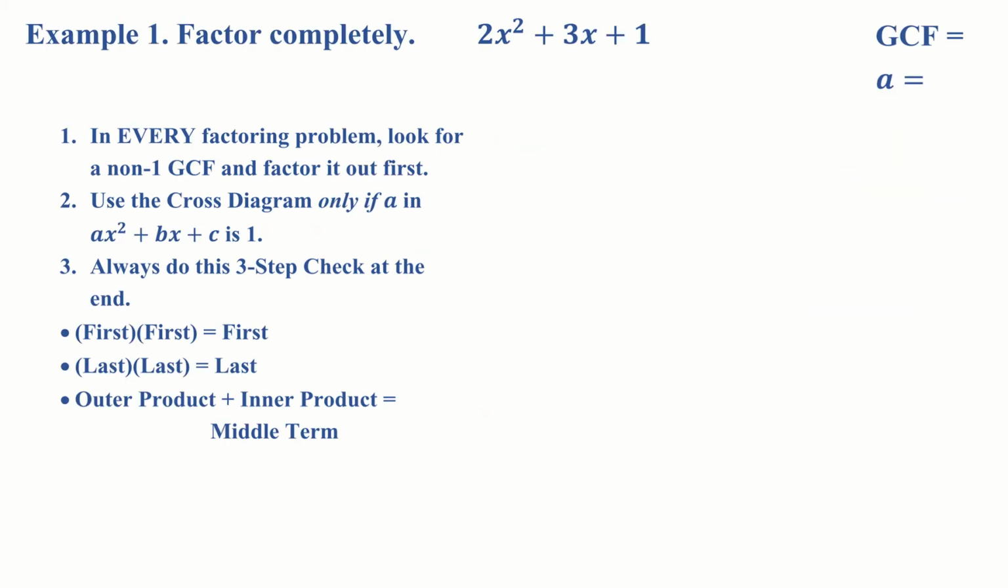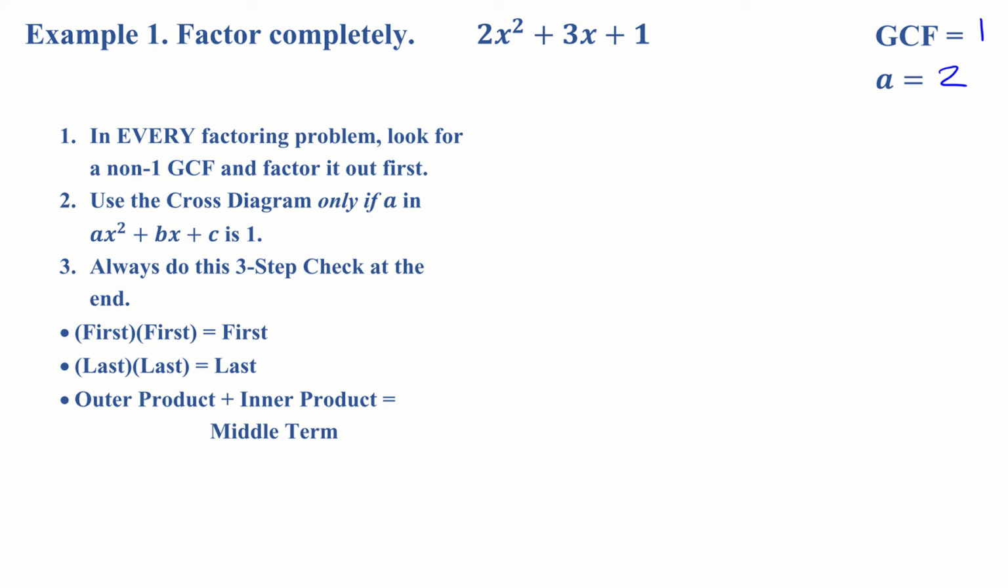So how do we factor these if we don't use that diagram? Well, first of all, like in any other problem, we make sure that if there's a non-1 GCF, we factor it out. We notice here the GCF is 1, so no worries there. Notice that a is 2. That means we cannot use the cross diagram. And at the end, we're always going to do our 3-step check, which we've talked about. Make sure the first term times the first term gives us the first term of the expression. The last times the last will give us the last term here, and the outer product and the inner product add up to the middle term.